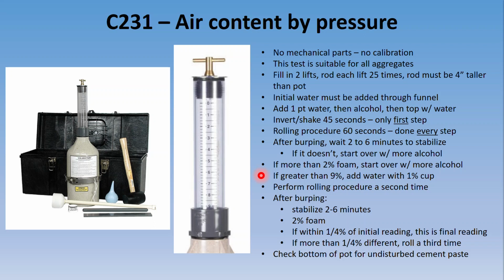And the third thing to look for here is if you don't see any water in your neck, that would mean you've got greater than 9% air content. So if your water started up here at 0, and then after shaking and releasing the air from the pot, your water level is below the scale where you can read it, it means you've got over 9%. Or it means you have a leak in your system. And if you have a leak, you obviously have to start over as well.